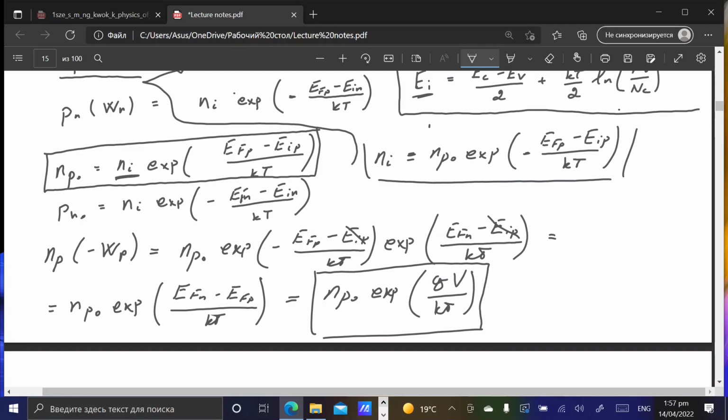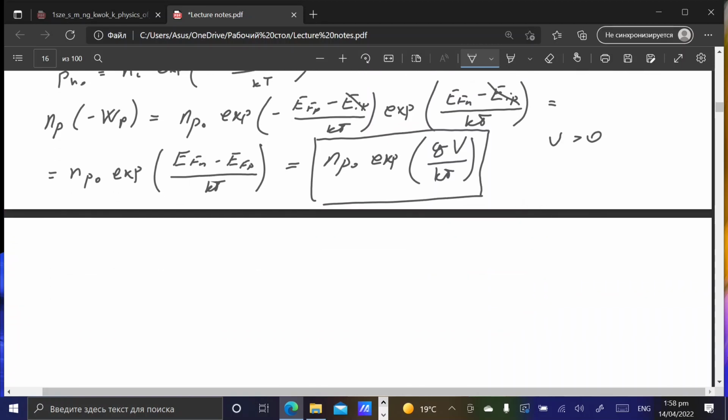bias to the p-n junction in order to determine the concentration of minority charge carriers non-equilibrium at the edge of depletion region, neutral region, where we inject a lot of charge carriers, and that's why there we have more charge carriers than in equilibrium condition. So assuming that V is larger than 0, we will also consider another option when V is negative, means we have reverse bias. So that will be already a bit different.